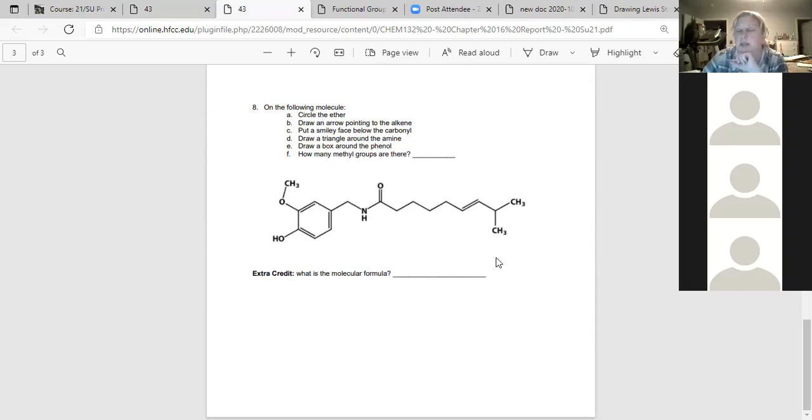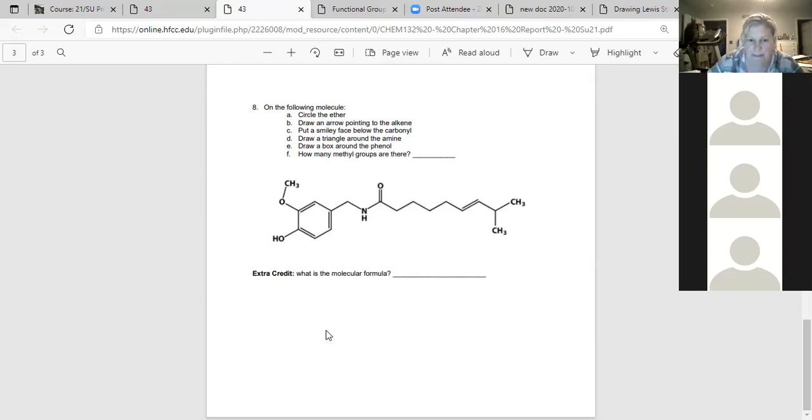This is tricky. Yeah, I was confused. Okay, but see, you're going to be looking at the longest parent chain, right? You could count the number of carbons. There's a lot of ways you could do this. You could count how many oxygens you see. That's why I put this as extra credit.